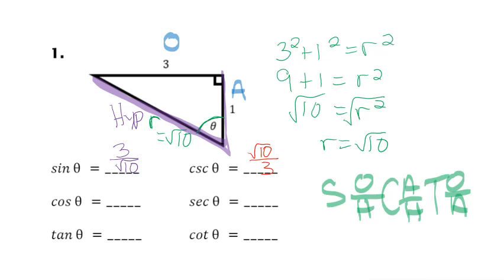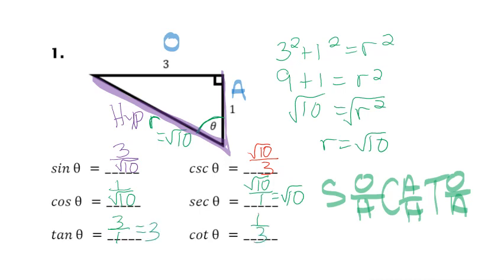Cosine is adjacent over hypotenuse, so that's going to be 1 over radical 10. Secant is the reciprocal, so that's going to be root 10 over 1, which is just root 10. And then tangent is going to be 3 over 1, which is 3. And then the reciprocal is 1/3.